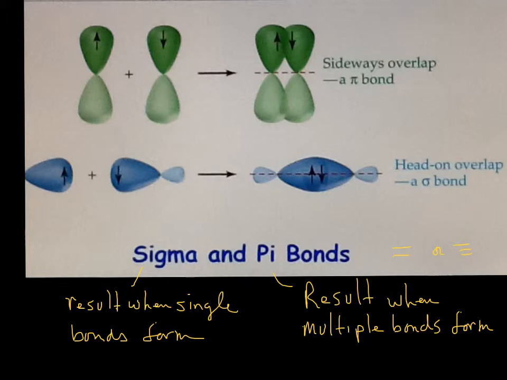what you form are sigma bonds. And when you get a sideways overlap between orbitals, you get what we call a pi bond. Now, anytime carbon forms a single bond, it is always a sigma bond. When carbon forms a double bond or a triple bond, a double bond would be one set of p orbitals overlapping. A triple bond would involve 2 sets of p orbitals overlapping. You'd have 1 sigma bond and then 2 pi bonds.